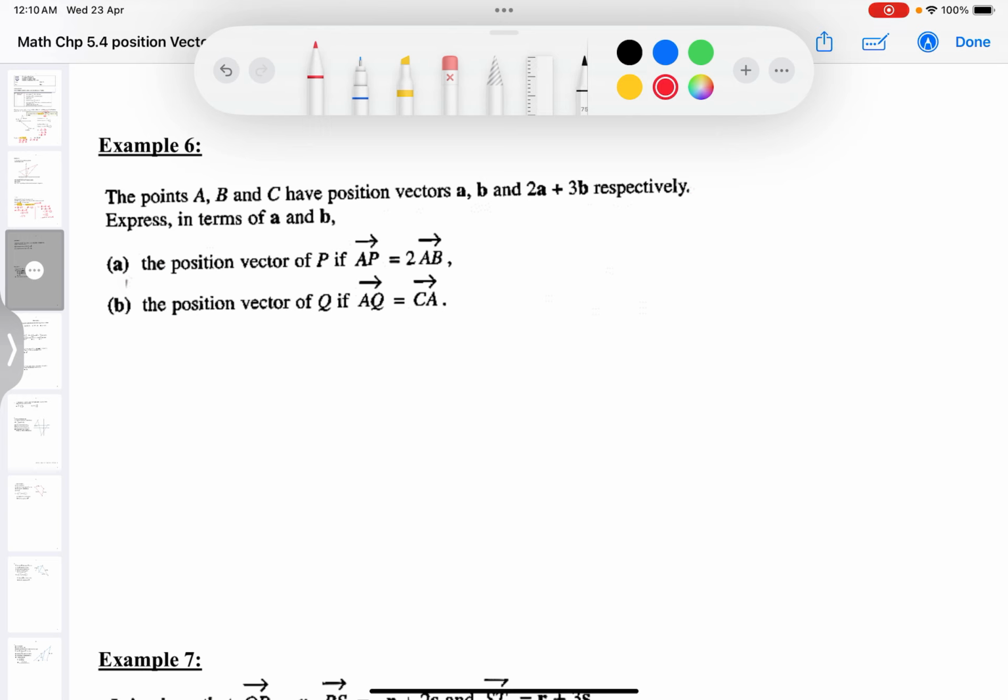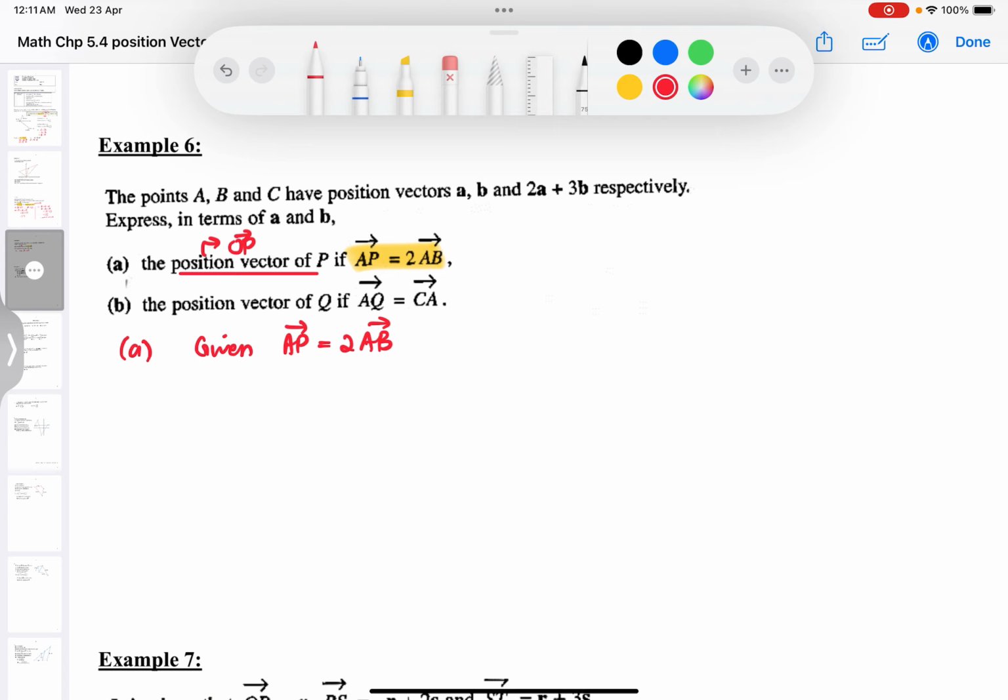Okay, so you are given this equation, so it will be wise to start from this equation, right? You are given AP equals 2 of AB, and you want to find the position vector of P. So what's that? The position vector of P is OP, right? In order to find OP, I will need a few things. I will have to break down my AP, isn't it?